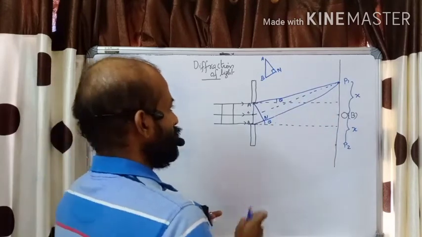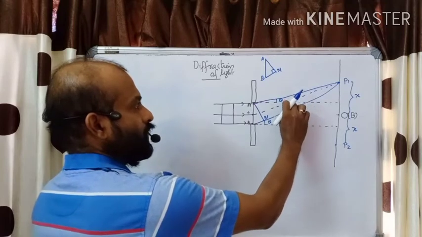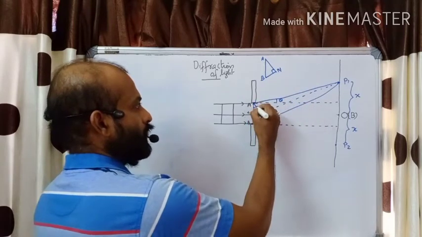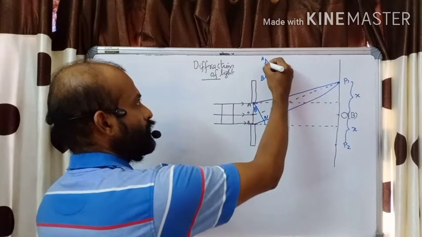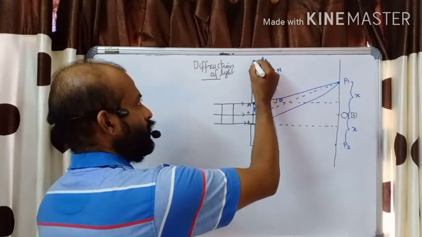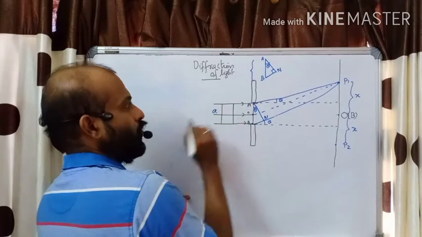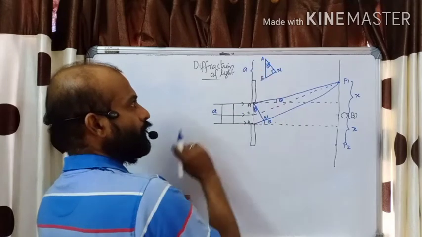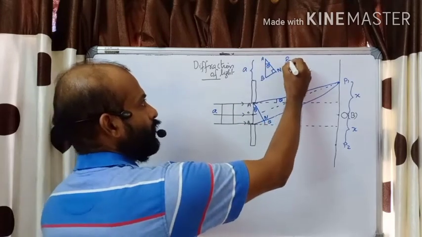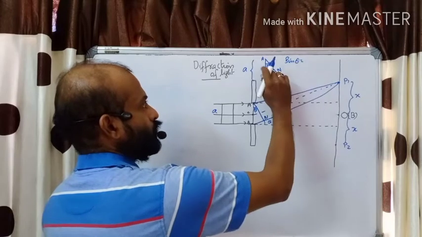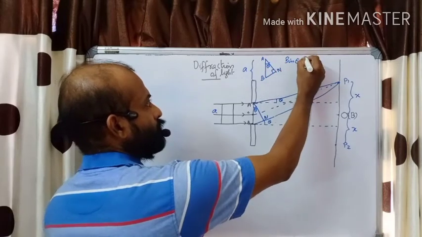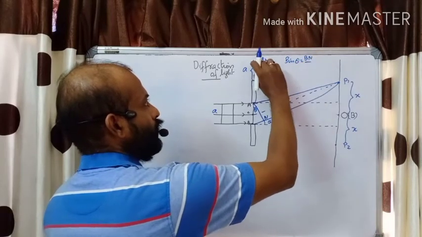We need to find the path difference. Since this angle is theta, this angle also will be theta. By geometry we can show that this angle will be theta. What is the width of the slit AB? This width I can give a symbol, small a. So the width is small a. So what is sine theta in the figure? Sine theta is equal to the opposite side, that is BN, by the hypotenuse, small a.